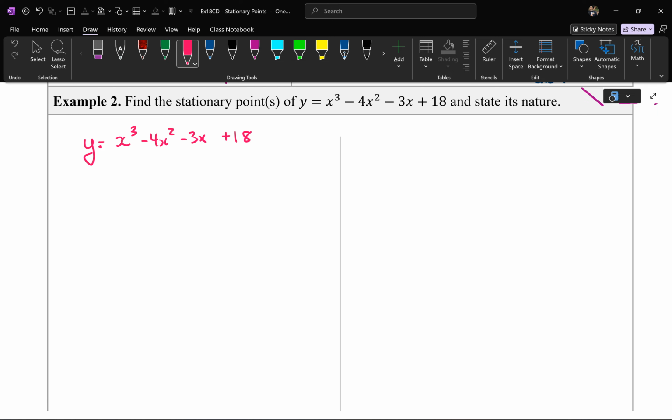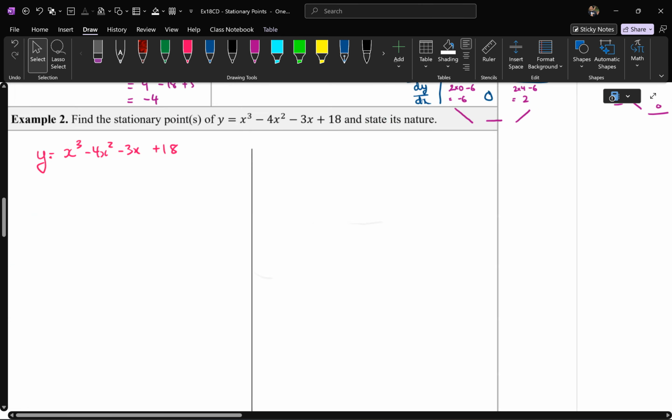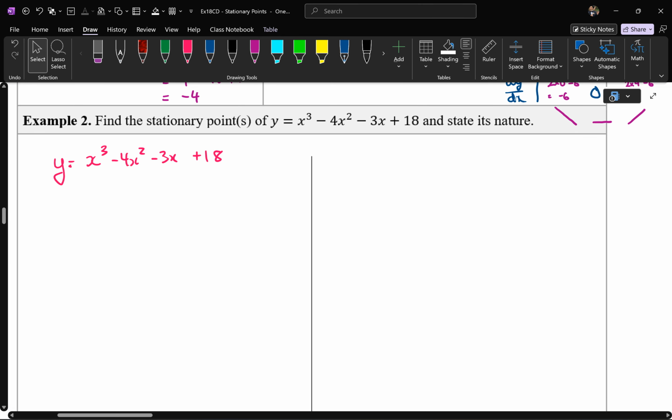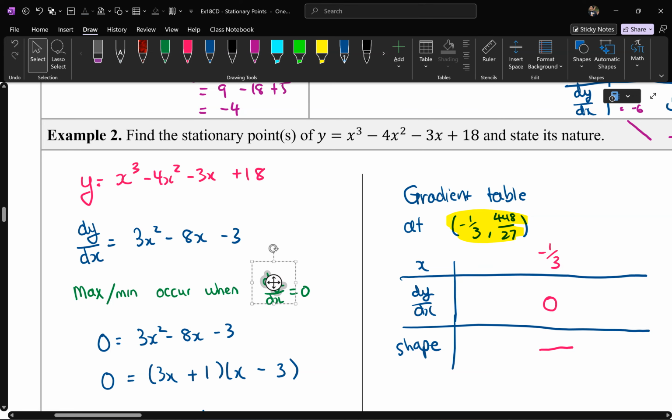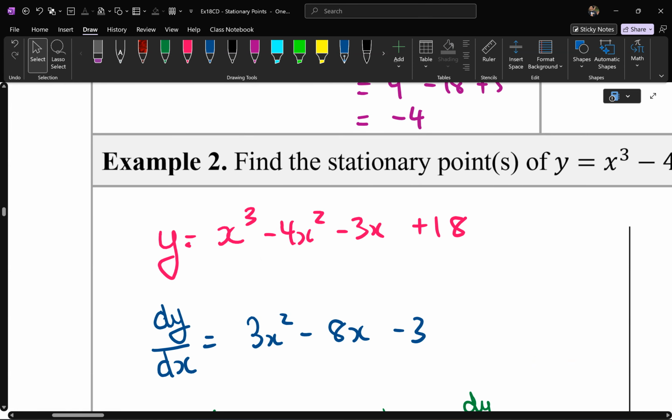I'm going to pause the video. See if you can put it all together now. So let's try this example. I'm going to pause the video. So let's see what you did. Hopefully you found the derivative. Hands up if you got derivative 3x squared minus 8x minus 3. Good, that's the first step.